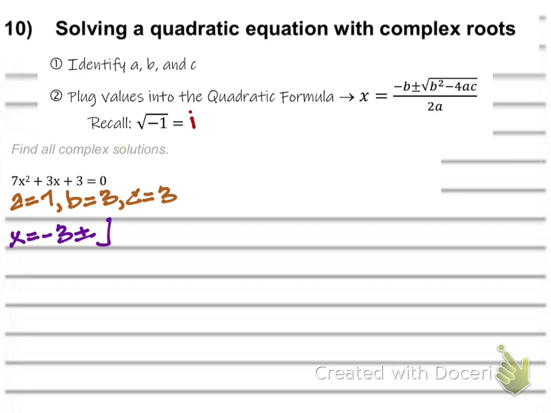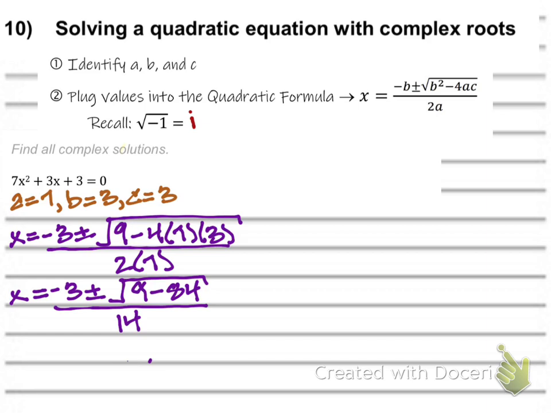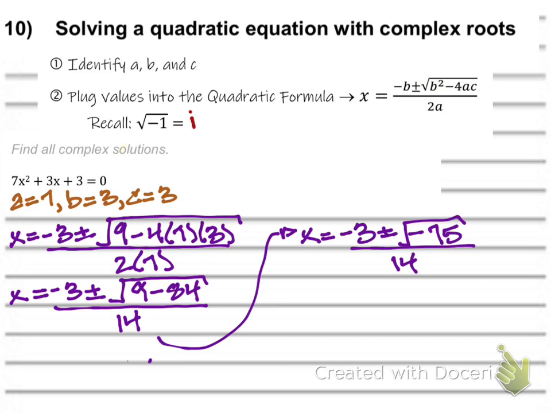Notice this time I didn't write it down, but it's at the top of the page, right? And there's my -3 plus or minus the square root of B squared, which is 9, minus 4AC, all over 2A, right? And then we're going to clean it up. And we end up with, let's see, -3 plus or minus the square root of -75 all over 14.